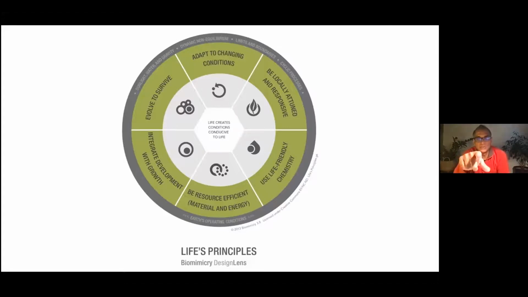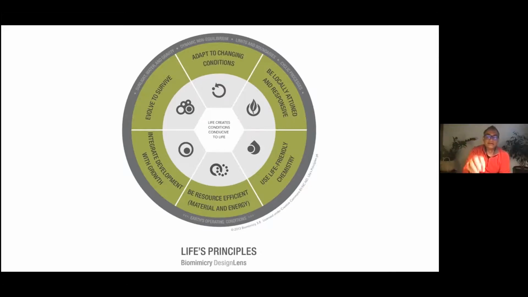For example, if you see the one on the top, it's adapt to changing conditions. So environments always change, and organisms adapt to change, to respond to those changing environments. The next one that you see on the right is be locally attuned and responsive. So be aware of what's happening in that local environment. The third one on the right is use life-friendly chemistry, so water-based chemistry, not to use toxic chemicals or solvents, but to try and use chemistry that is conducive to life. And there's more around the circle.